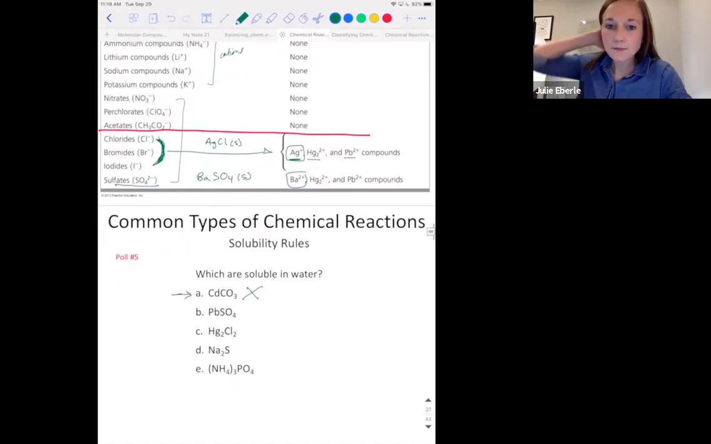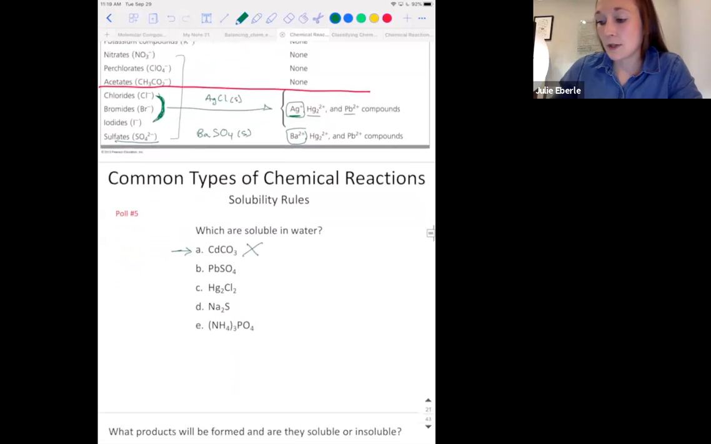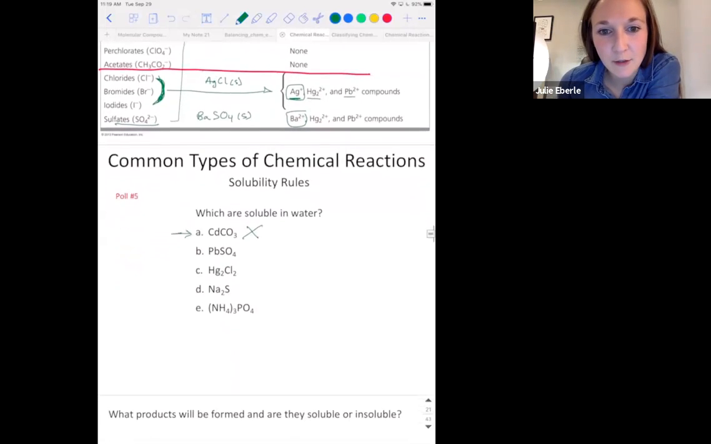Okay, let's look at these. So we said cadmium carbonate is going to be insoluble. So most of you voted insoluble, and that's the correct answer.